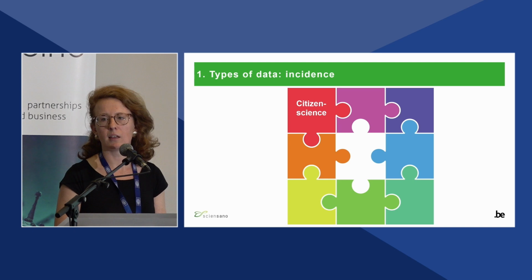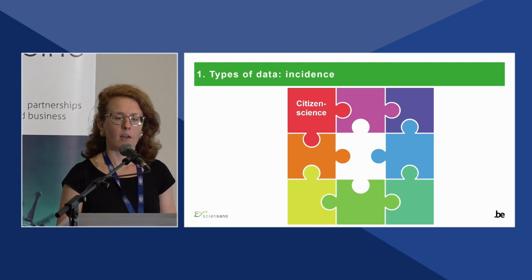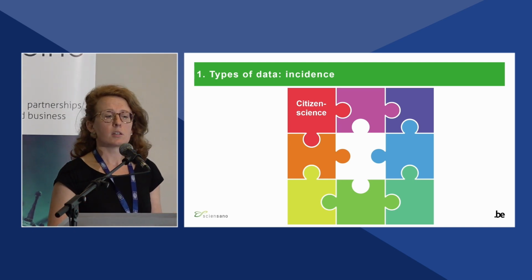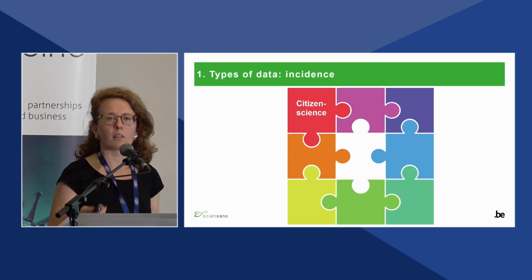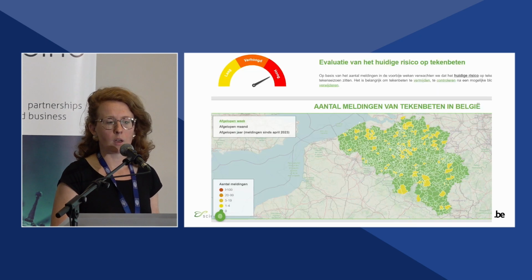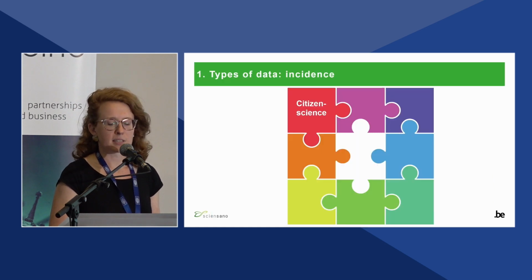So the obvious type of data that comes to mind is the incidence data. But even there, there are tons of sources that can be used, and maybe one of the lesser known or lesser used is actually patient reporting. So we've got a website where patients can report whether they have respiratory symptoms. We also have one where they can report whether they've had a tick bite.